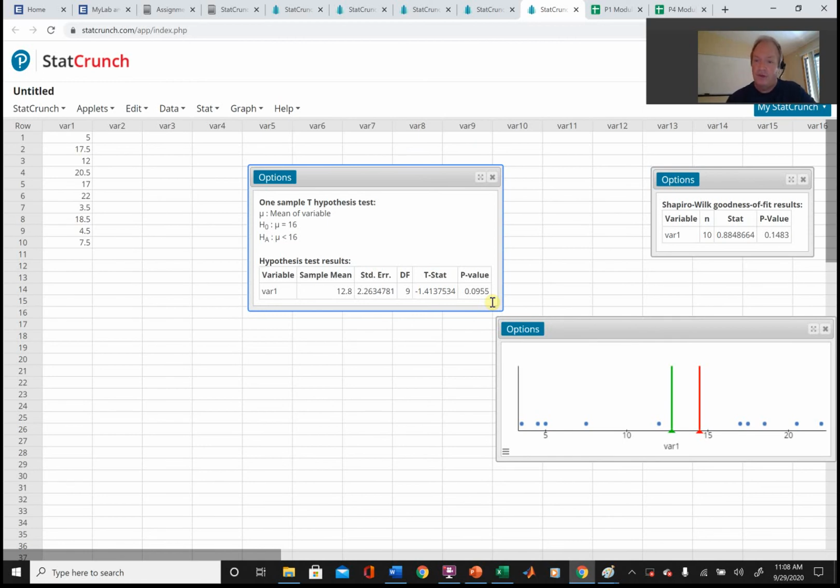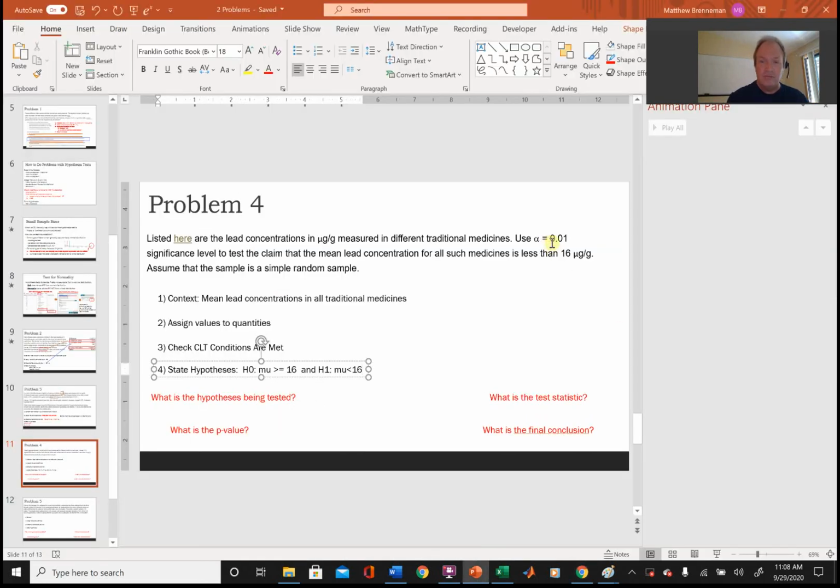So our p-value is about 10%, it's about 9.5%. What is our alpha? Our alpha is 1%, right? So the p-value is greater than alpha. So I'm going to fail to reject the null. If you're having trouble with this step, stop and write this out. Okay? Write out p-value less than alpha, reject the null, p-value greater than alpha, fail to reject, and then think about what that means, okay?